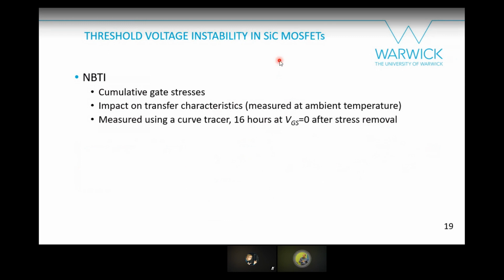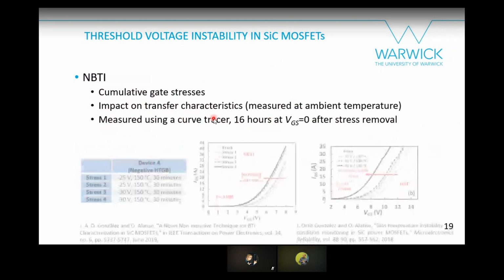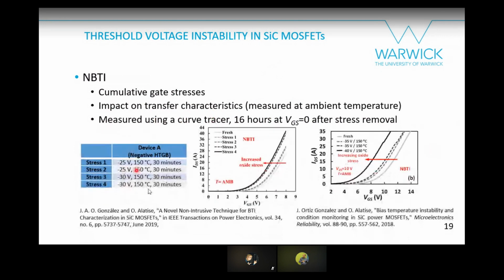You can do the same for negative gate stresses. Again, cumulative gate stresses. We again evaluated the input and the transfer characteristics following the same procedure of 16 hours relaxation, and it was also measured using a curve tracer. So we have the stress values here. It was minus 25, minus 30 in 2 stages of 30 minutes, and you can see how the threshold voltage is shifting down, so leftwards.